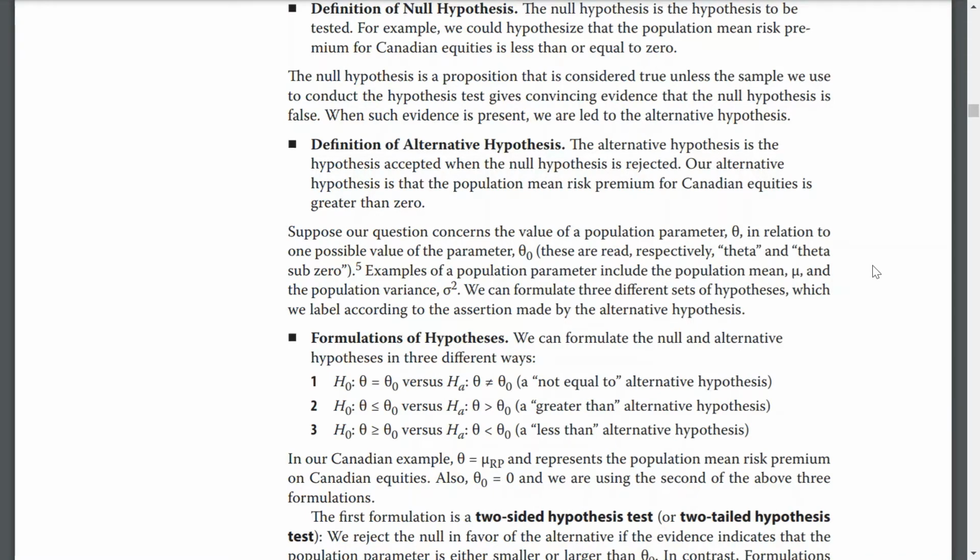Suppose our question concerns the value of a population parameter, theta, in relation to one possible value of the parameter, theta sub 0. These are read respectively theta and theta sub 0. Theta is a Greek letter. Examples of population parameters include the population mean, mu, and the population variance, standard deviation squared. We can formulate 3 different sets of hypotheses, which are labeled according to the assertion made by the alternative hypothesis. In formulating hypotheses, we can formulate the null and alternative hypotheses in 3 different ways.